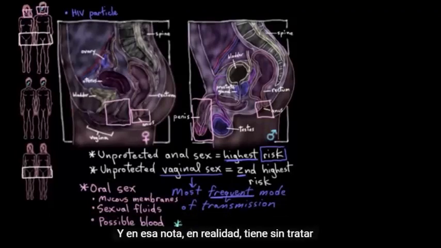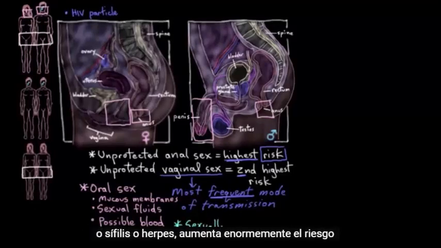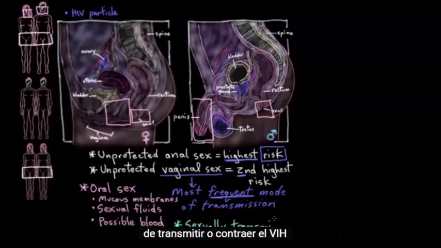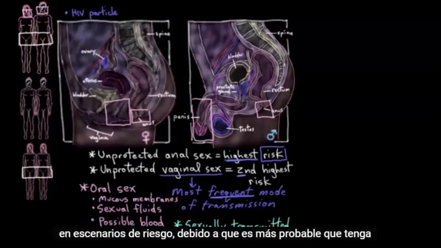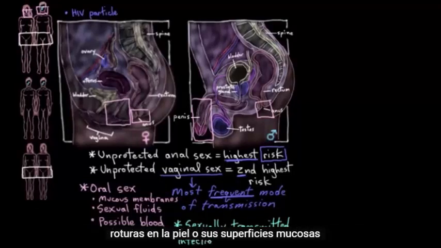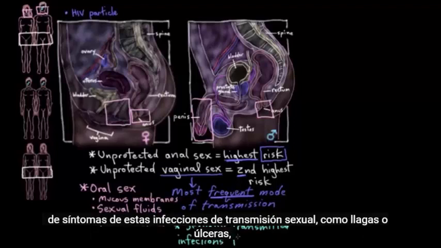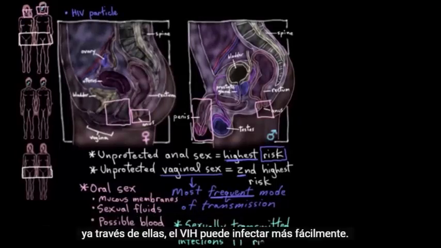And on that note, actually, having untreated sexually transmitted infections like chlamydia or syphilis or herpes vastly increases your risk of transmitting or becoming infected with HIV in risky scenarios, because you're more likely to have breaks in your skin or your mucosal surfaces from symptoms of these STIs, like sores or ulcers. And through these, HIV can more easily infect you.